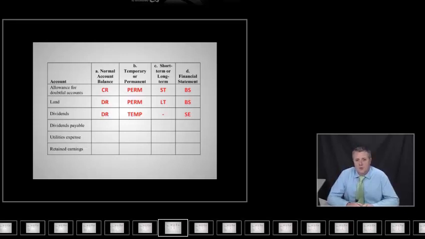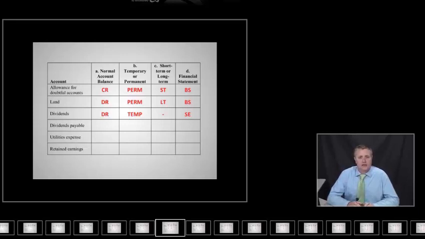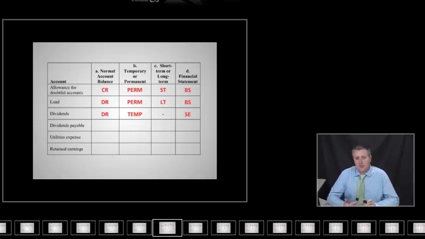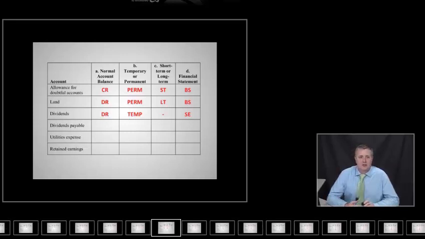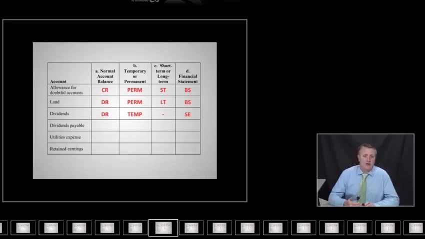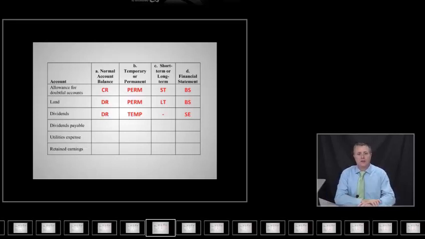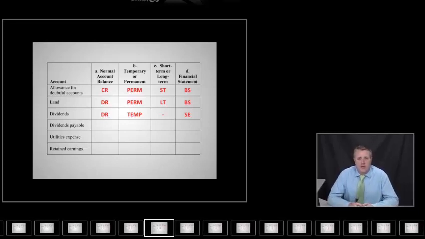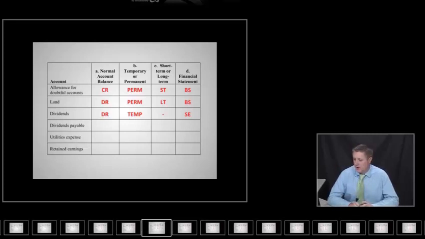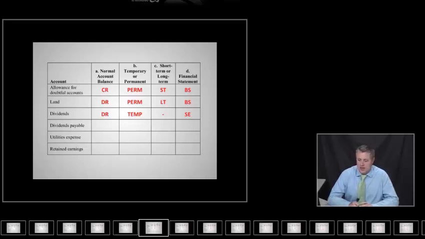Now, of special note with regard to dividends, in your textbook you may see dividends reported at the bottom of an income statement. That is not being reported as part of the income statement. It is just being presented there in order to avoid having to add in a statement of changes in equity. So dividends would not get reported on the income statement, but in your textbook they are presented there for informational purposes only.